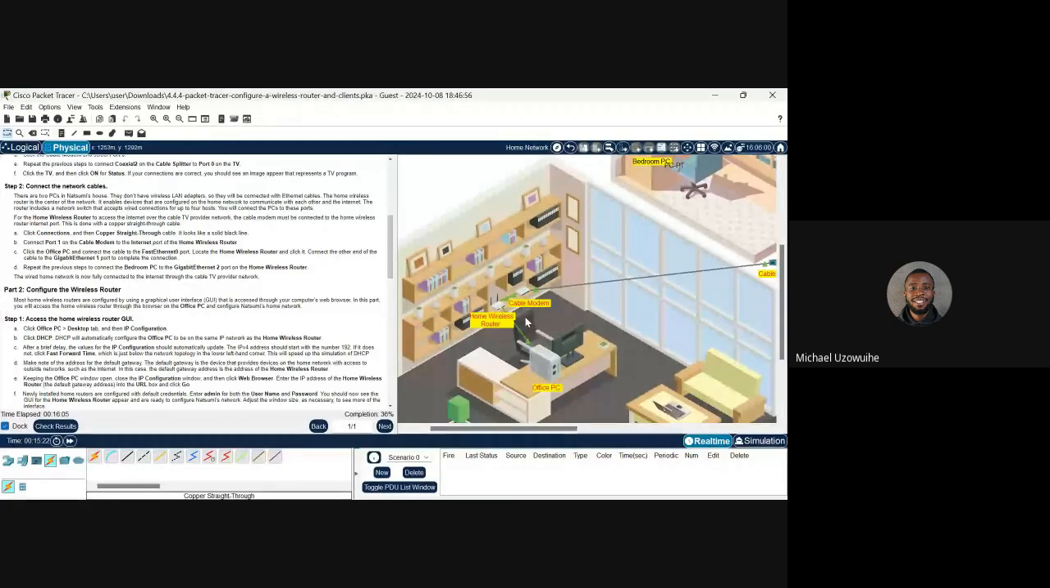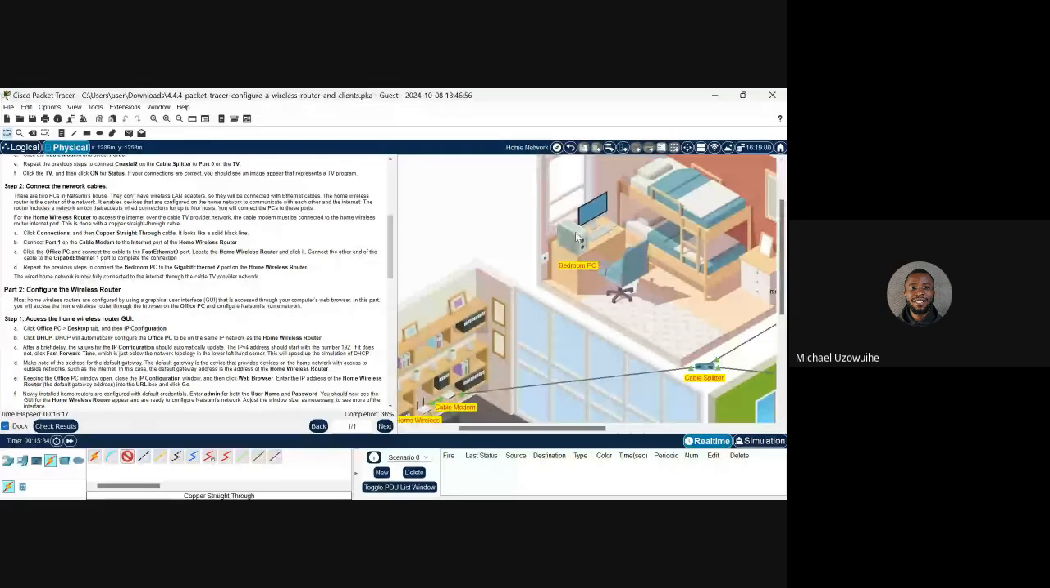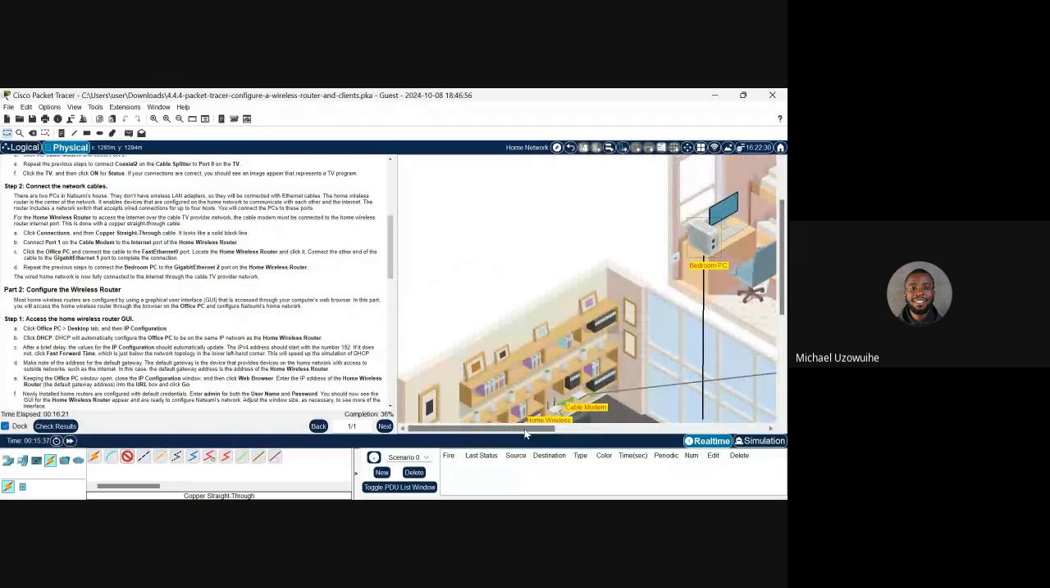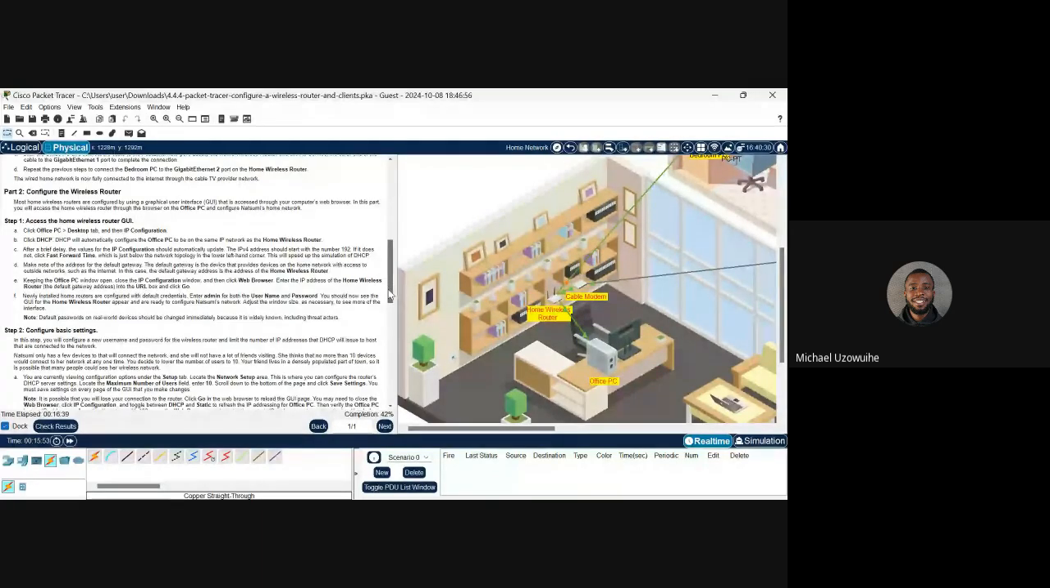Then what else? Repeat the previous steps to connect the bedroom PC. Where's the bedroom PC? This is the wired form of this thing that we are now connected to. We'll click here, fast internet. I'm just following the instructions they are giving me on how to do this. And then connect it to the second LAN port, which is gigabit ethernet 2. So the wired home network is now fully connected to the internet. So can we now configure the wireless router?